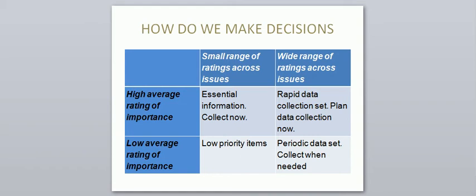How do we make decisions? This is how we decide on the collection of the priority. If the range is small across the ratings and the average rating of importance is high, then it is essential to collect information now. If the range is wide and the average is high, then we must plan to collect data now. This is a rapid data collection. If the range is small and the average is low, then this is a low priority item we can ignore. And finally, if the range is wide and the average is low, collect data when needed. This is how decisions are made.